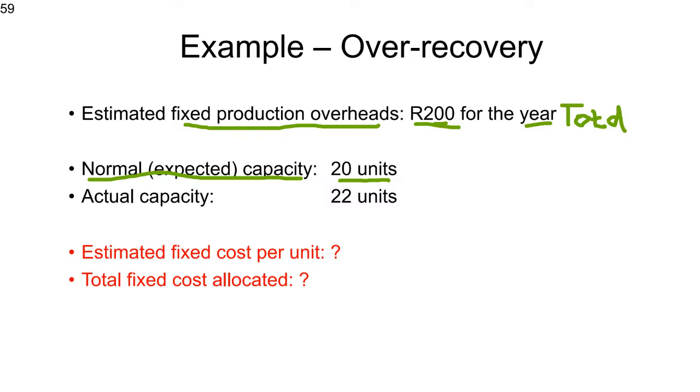Okay. Now the question they're asking us is, what is our estimated fixed cost per unit? How are we during the year going to allocate this fixed cost? What is the absorption rate, right? So how we're going to get that amount is we're going to say 200, everybody know where I got the 200 from, divided by 20 units. That's what we expect to produce. It's going to give us 10 Rand, right?